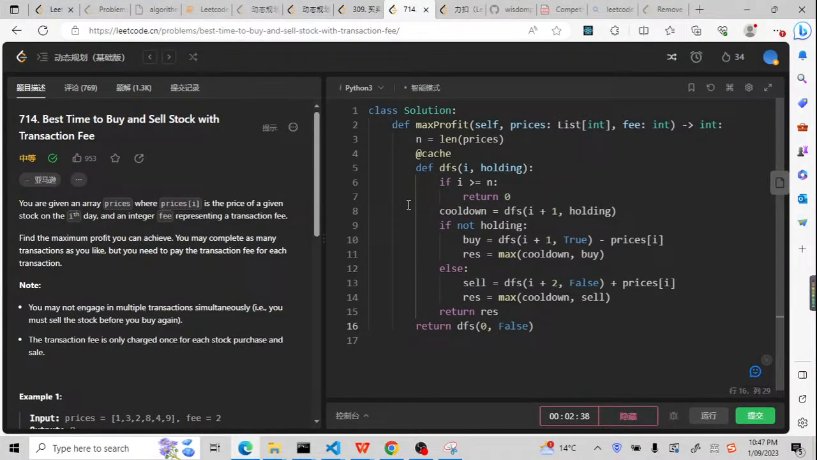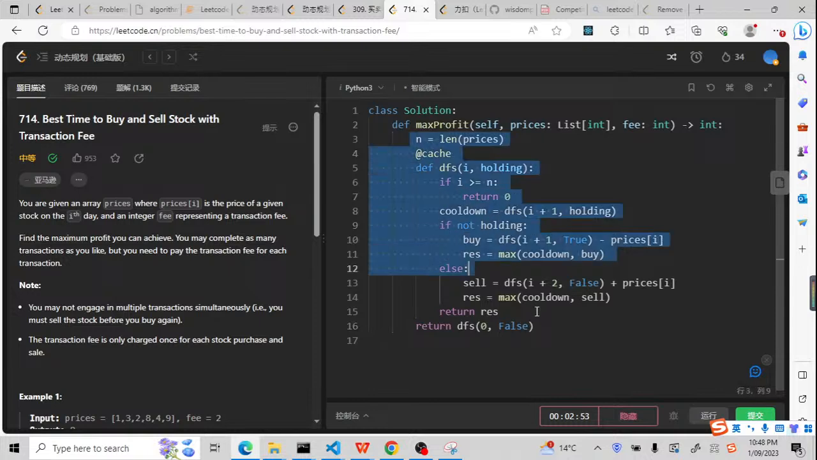Hello, welcome. Today let's try to solve another Leetcode problem, 714. Best time to buy and sell stock with transaction fee. For this problem, it's similar to best time to buy and sell stock with cooldown. So this is my code for the best time to buy and sell stock with cooldown.